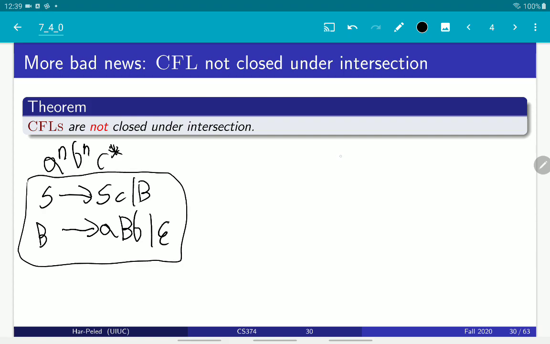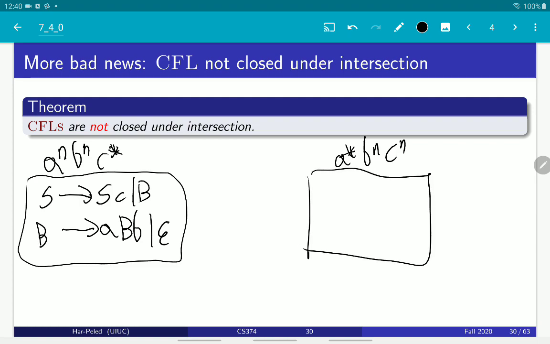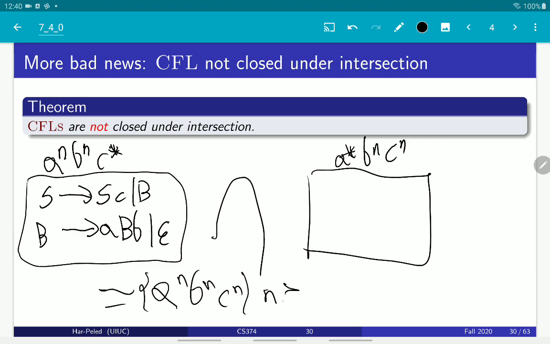Similarly, it's very easy to generate the language a^* b^n c^n. I leave it to you as an exercise to write this grammar; it's very similar, it's symmetric. Then look at the intersection. The intersection is exactly the language a^n b^n c^n, which we know is not context-free. This means that context-free languages cannot be closed under intersection, which is very sad news indeed.